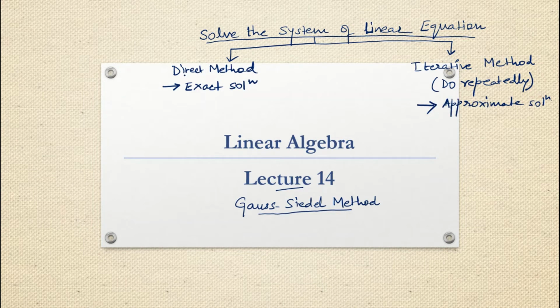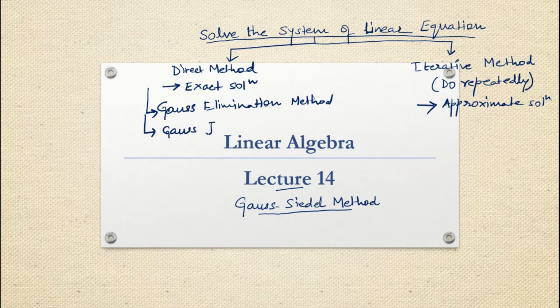Which methods come under the direct method? We have seen the Gauss elimination method and the Gauss-Jordan method. These two methods come under the direct method. Today we are going to see the Gauss-Seidel method. The Gauss-Seidel method comes under the iterative method. So what is this iterative method we are going to see?